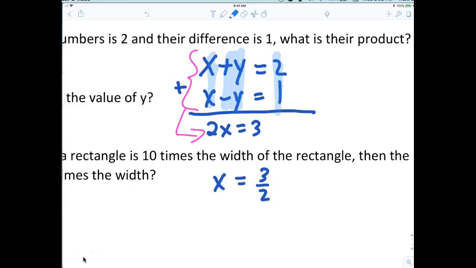I just said x is equal to what? Does anybody have a problem with x being 3 over 2? Are we happy with that? So if x is 3 over 2, and when I add x plus y together it equals 2, what does y have to equal? Very good, 1/2.